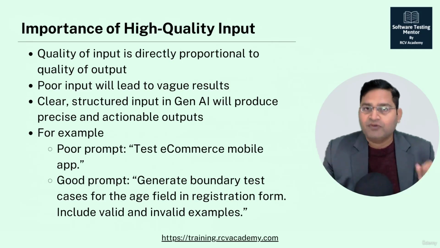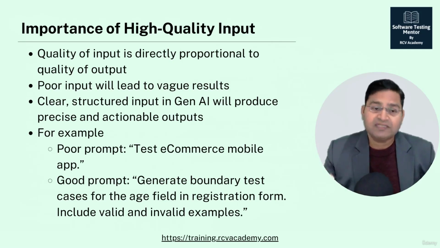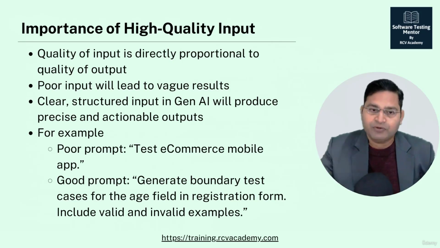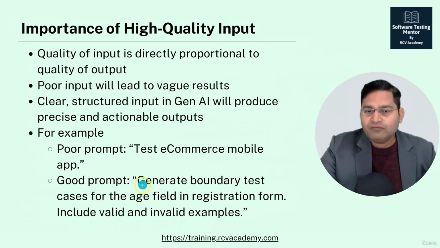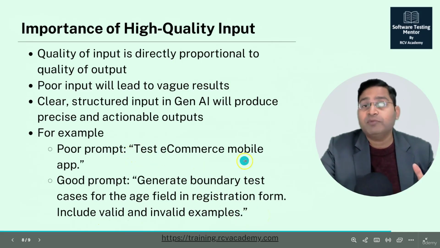For example, if we say a poor prompt, how will it look like: test e-commerce mobile app. But if we want to improve this a little bit, I'm not saying that the good prompt is absolutely fantastic, but at least better than the poor prompt. Generate boundary test cases for the age field in registration form, include valid and invalid examples. Okay, and here as well, I haven't specified whether it's a mobile app or the website. So I can also mention in the good prompt, test e-commerce mobile app, full stop, generate boundary test cases for the age field in registration form, include valid and invalid examples. That's much better than just saying test e-commerce mobile app.